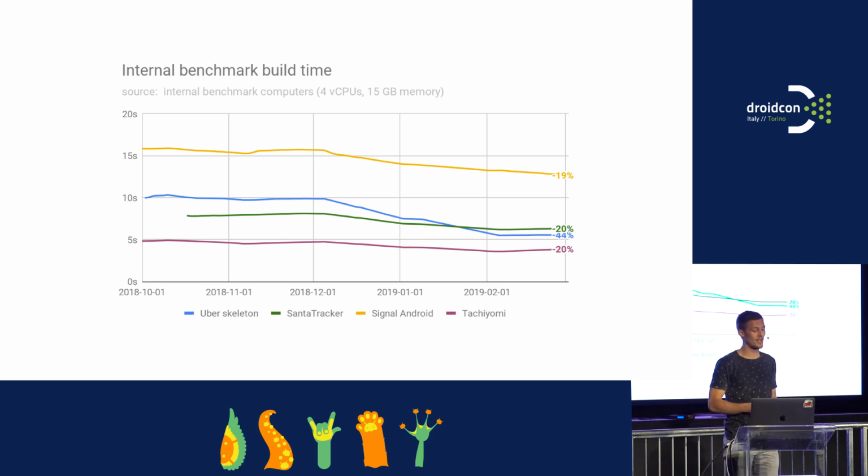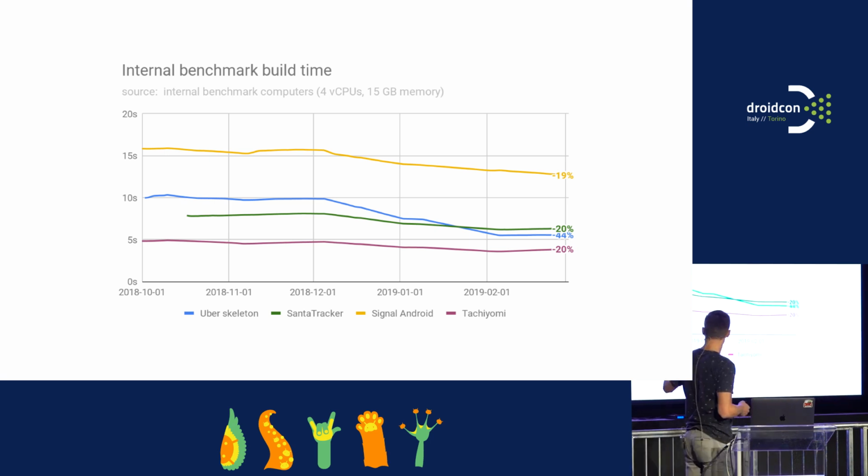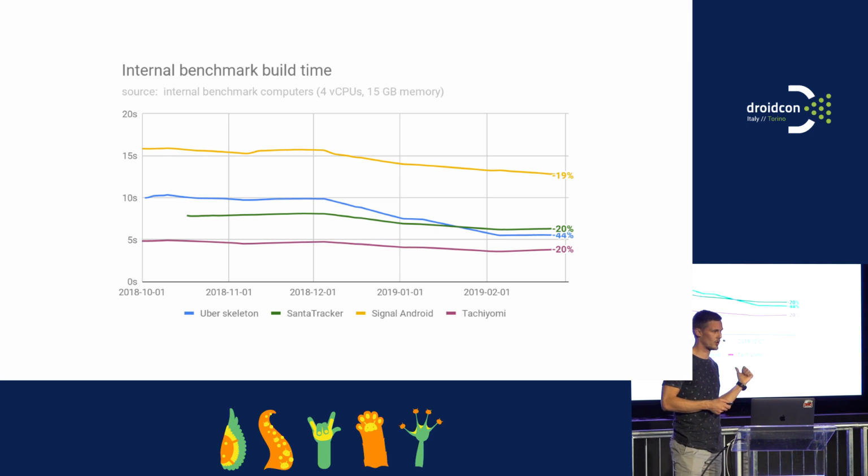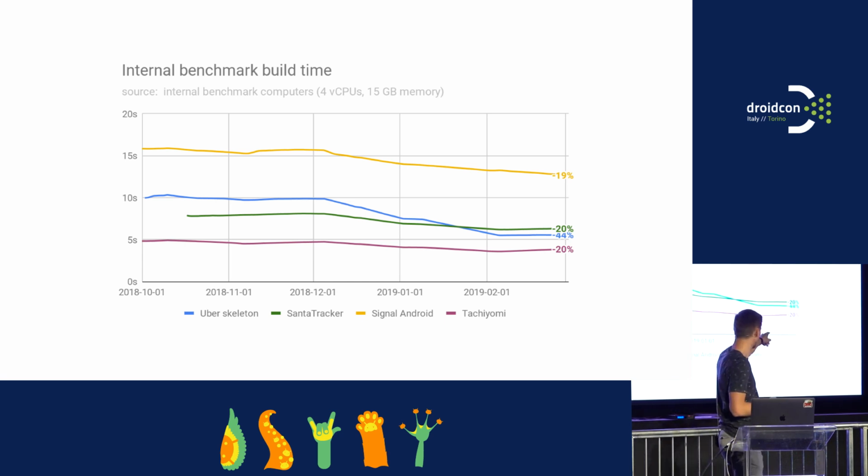So here you can see open source projects which they didn't change over time. And on the right side, on the left side from your perspective, you see it was in October 2018. And you see that over time the build speed was slowly getting faster and faster. For some projects, it was even 44%. You can see it over there. For some, it was just 20%. But this almost comes at a cost of nothing. You just have to update it.